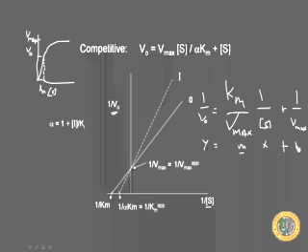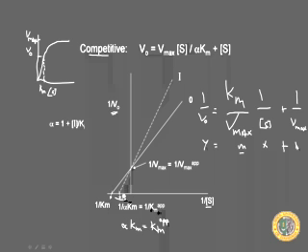For competitive inhibition, we'll notice that our Km increases in this direction, and that increases by alpha. Alpha times Km equals Km apparent. Apparent means the apparent Km value for the inhibitor. So this would be the apparent Km, and this would be the Km.